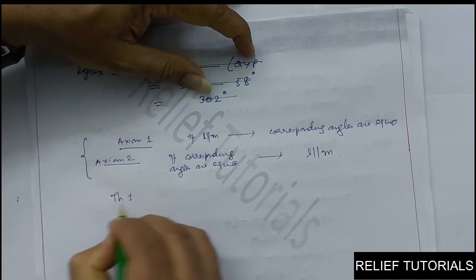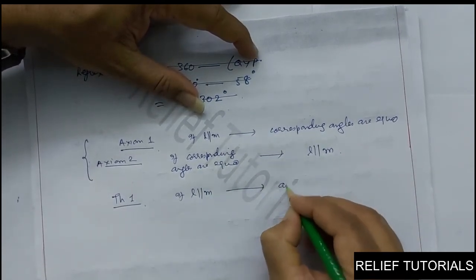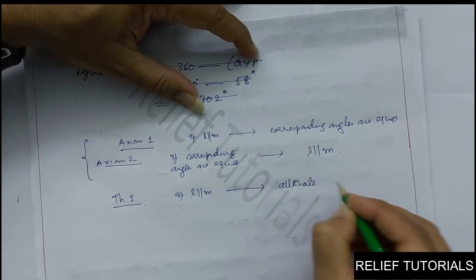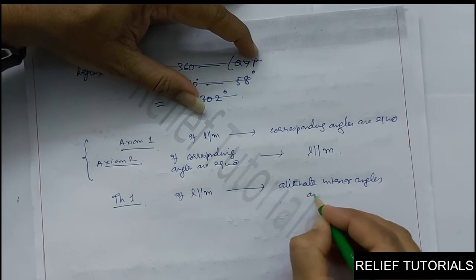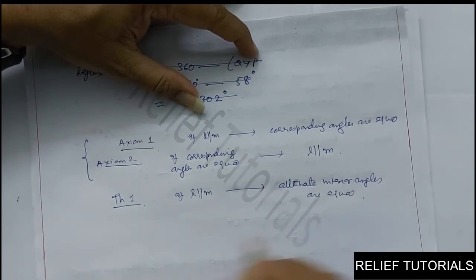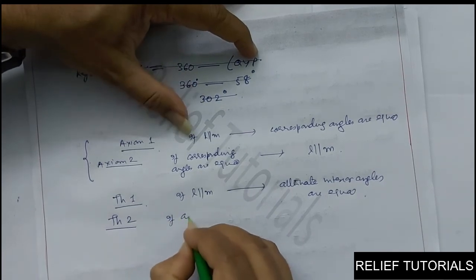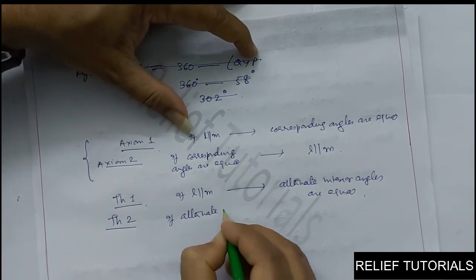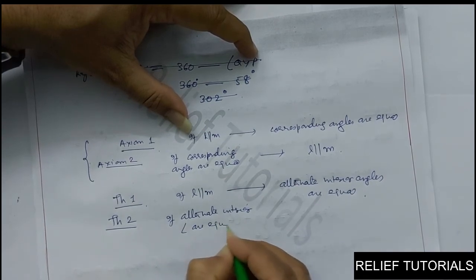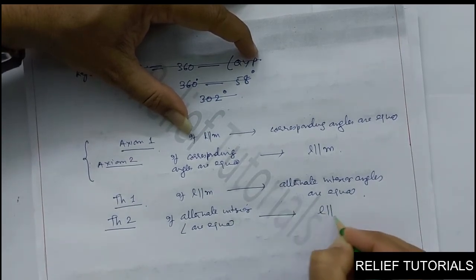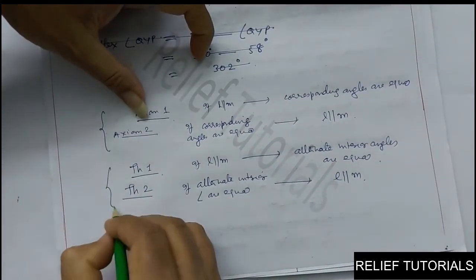Now comes Theorem 1. If L is parallel to M, then alternate interior angles are equal. Theorem 2, the converse: If alternate interior angles are equal, then lines are parallel. Okay, so this is a couplet.